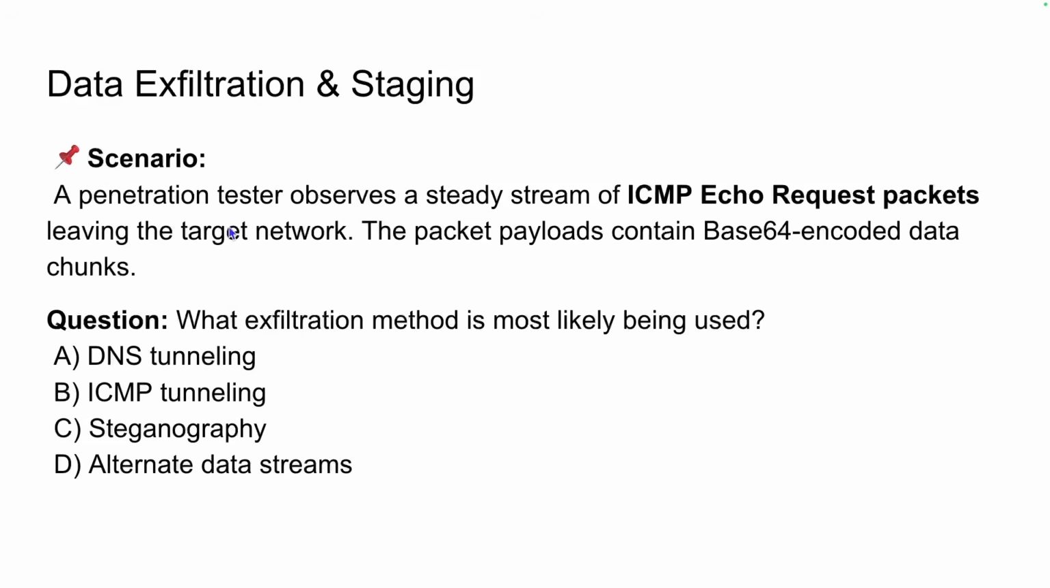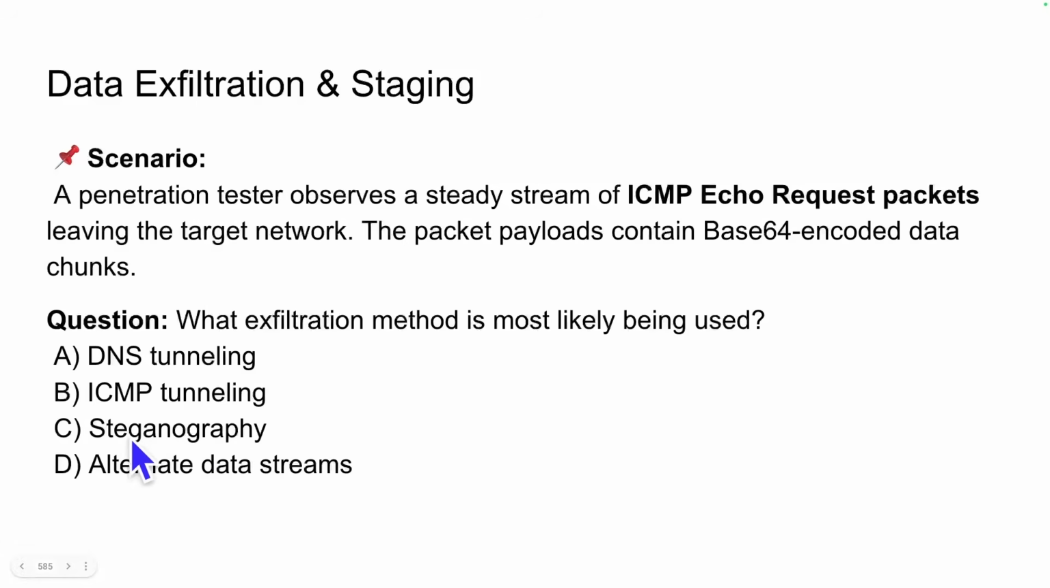Scenario: a pen tester observes a steady stream of ICMP echo request packets leaving the target network. The packet payloads contain base64 encoded data chunks. What exfiltration method is most likely being used? So this is the ping tunneling, right? The ICMP tunneling, which is what we see right here.